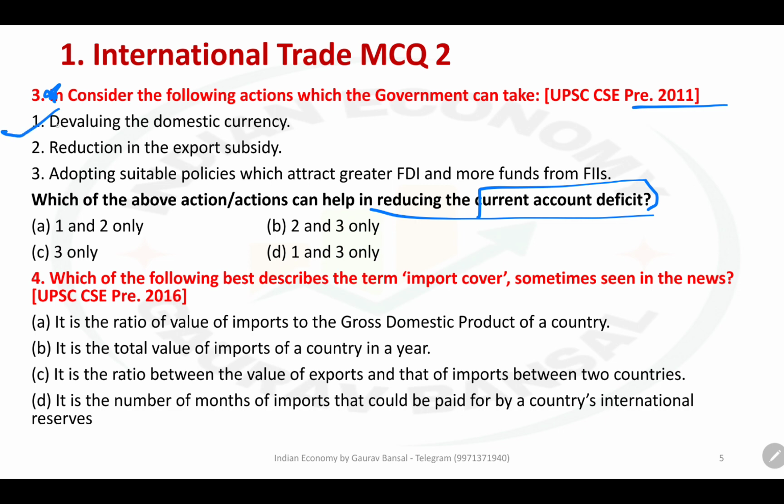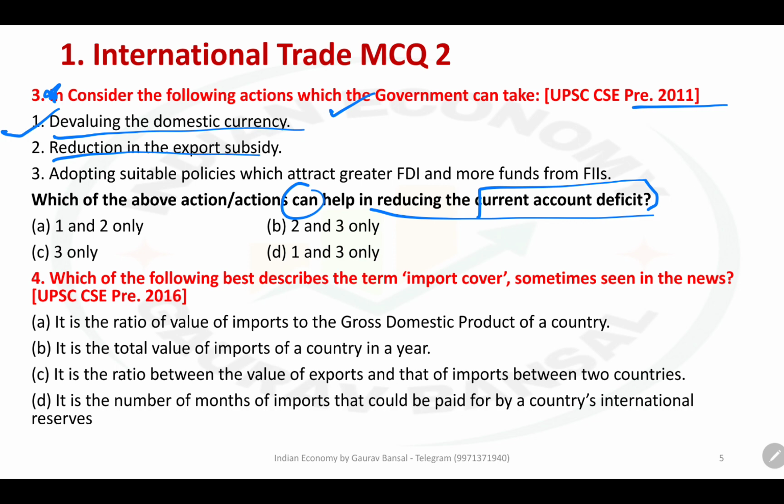Devaluing the domestic currency. If we devalue the domestic currency, means rupee falls against dollar. And if we devalue, that means our products will become cheaper and foreign products will become more expensive. And that can improve our trade balance. So this definitely can improve. Okay, we are talking about can help, not definitely help.